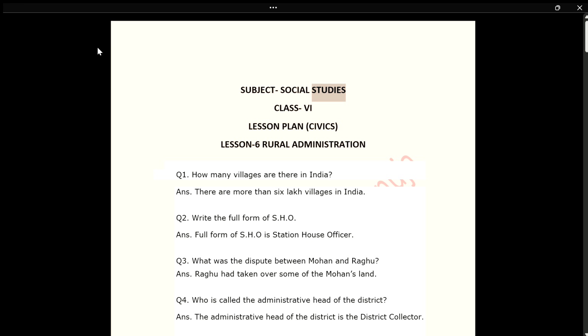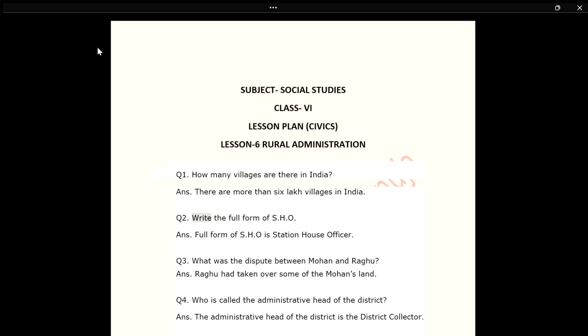Subject: Social Studies. Class 6. Lesson Plan, Civics. Lesson 6: Rural Administration. Q1. How many villages are there in India? Ans. There are more than 6 lakh villages in India.